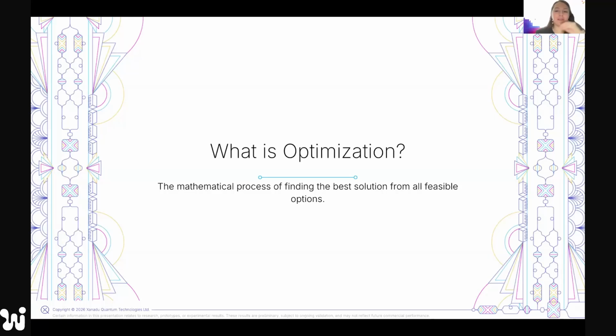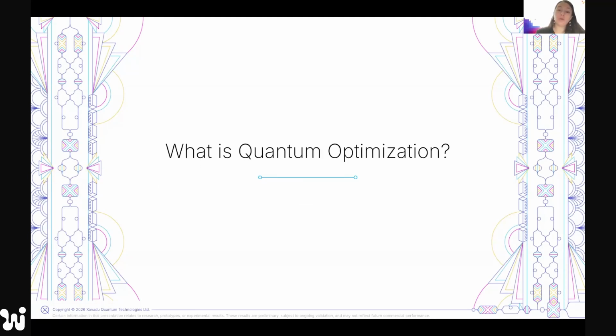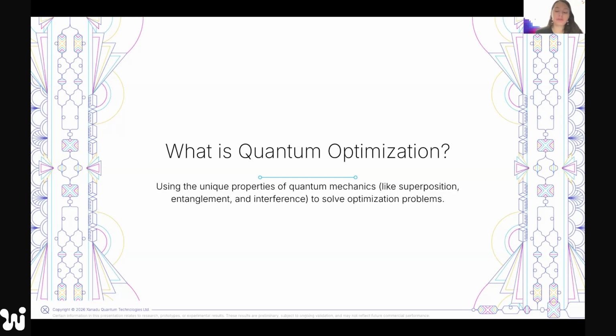It is the process of finding the best solution out of a set of options, right? So we have all of these options to optimize whatever problem. We're going to find the best solution. In quantum, we're going to use the properties of quantum mechanics, so superposition, entanglement, and interference. So we're not just going to try brute force or smart classical algorithms. There are a lot of smart classical algorithms for optimization. We're going to use certain properties in order to achieve this optimization.